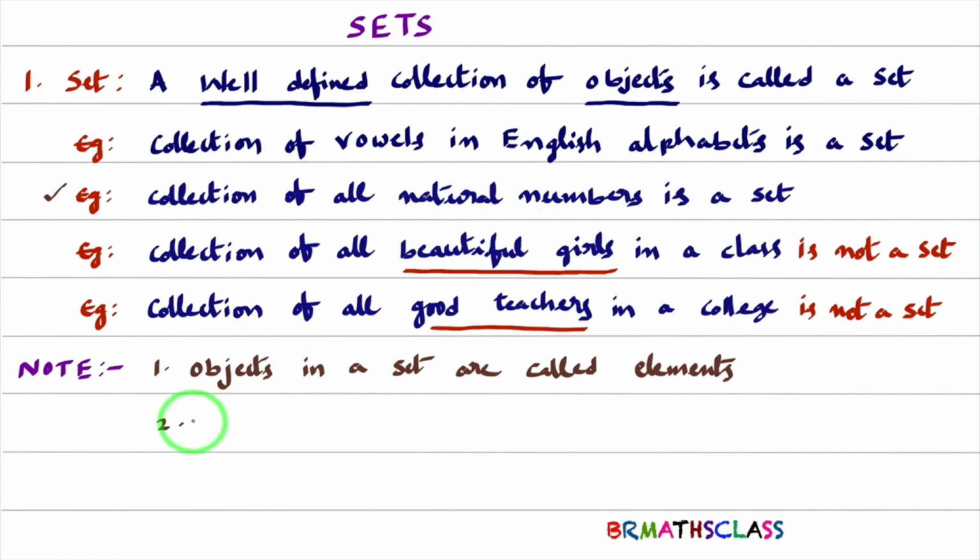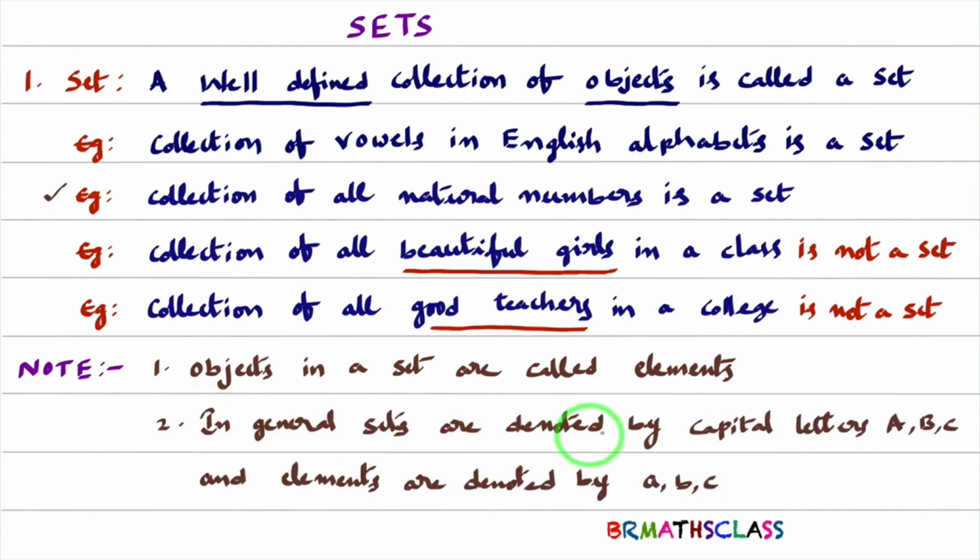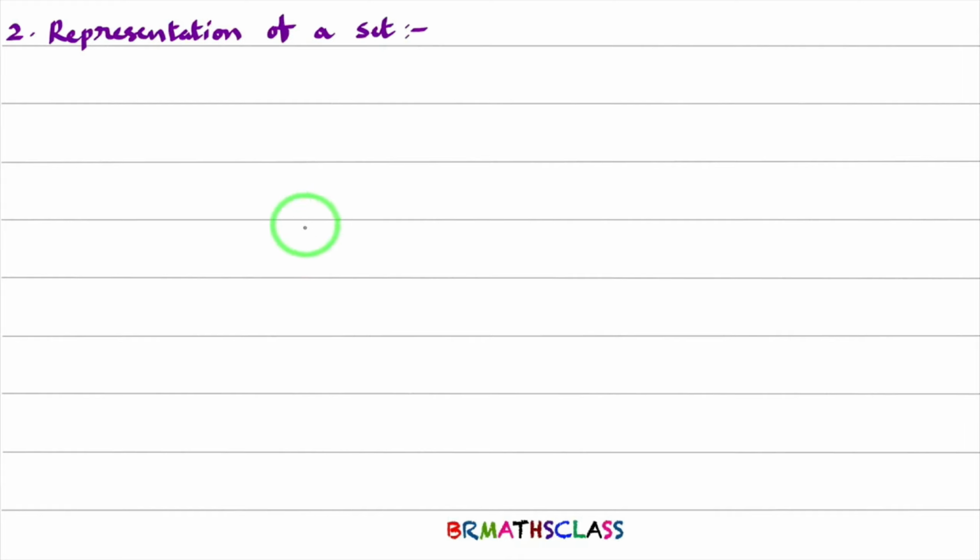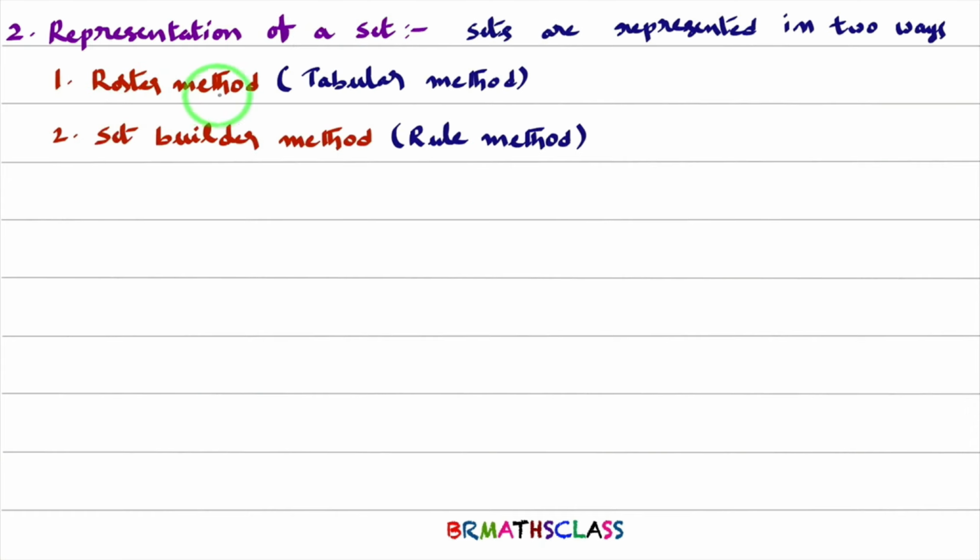And the second point is, in general, sets are denoted by capital letters A, B, C, and elements are denoted by small letters a, b, c. Now the second synopsis is the representation of a set. How do we represent a set? The first method is the roster method, which is also known as the tabular method. The second method is the set builder method, which is also known as the rule method.